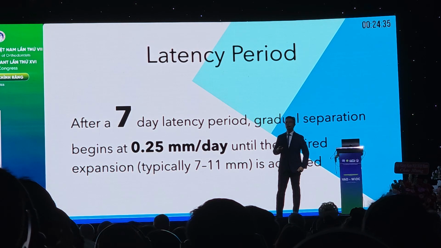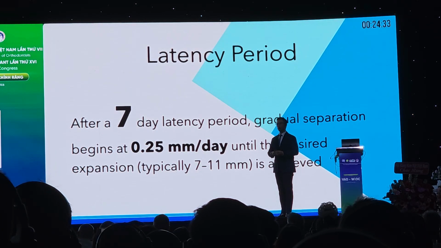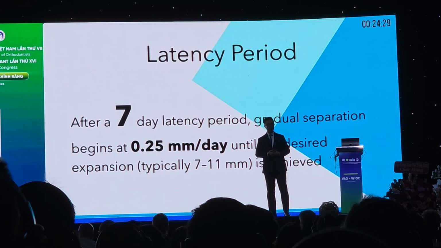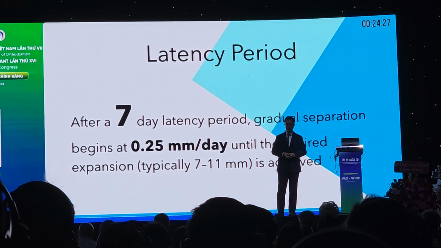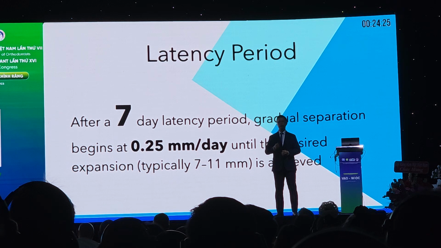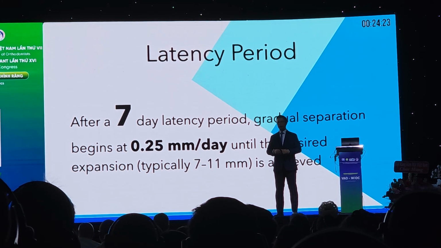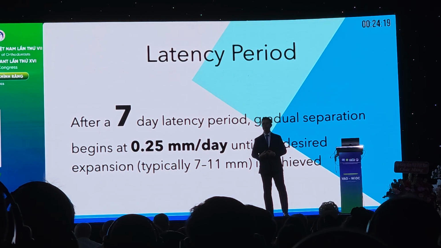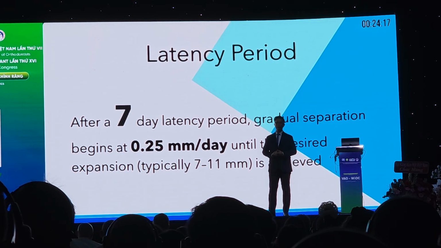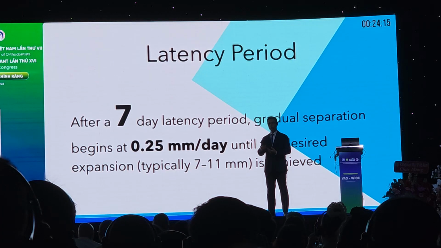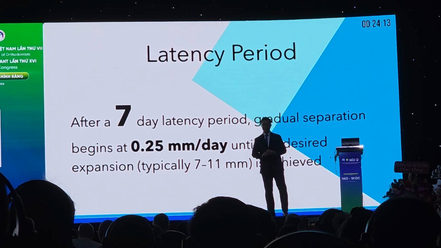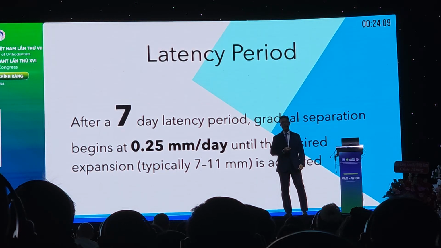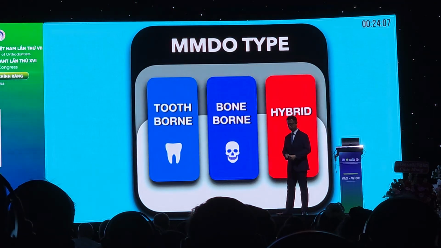And this is very important because after the surgery, you don't want to expand right away. They have to wait at least one week. We call that the latency period. Then you begin at 0.25 millimeter per day. For most of the expansion of the upper jaw, CAD supported RPE and surgically assisted RPE, we did 0.25 up to 1 millimeter, believe it or not. But now we're going slower, about 0.25, and maybe 7 to 11 millimeter of expansion.